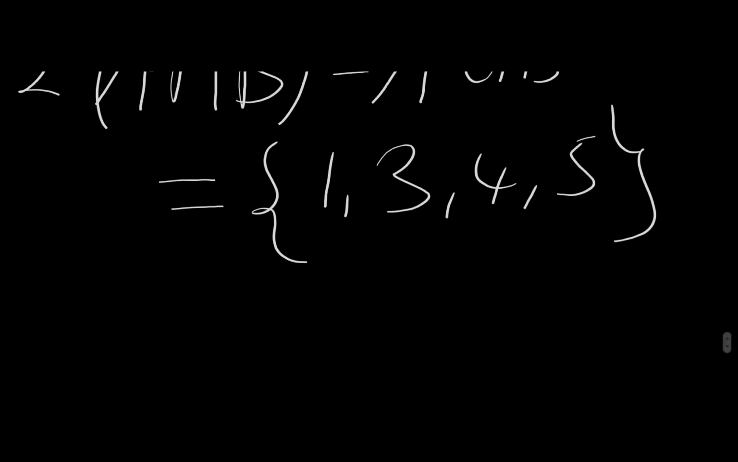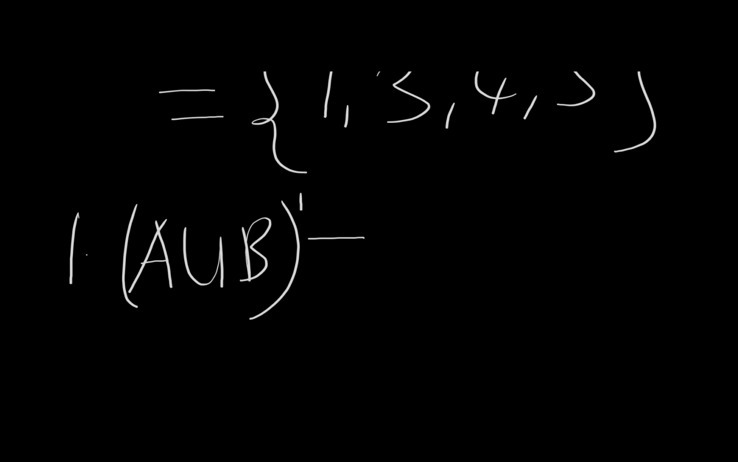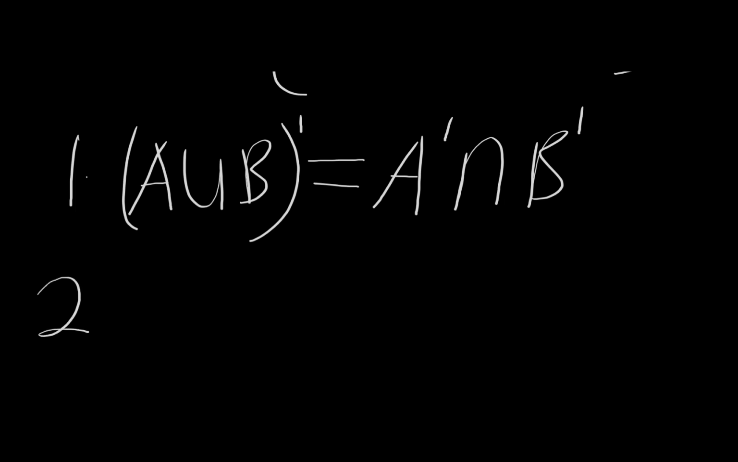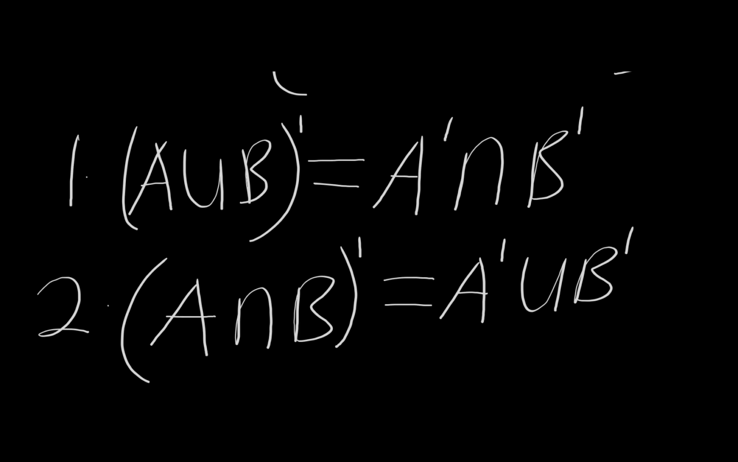So as you can see, we are able to show that 1, (A union B) all prime is equal to A prime intersection B prime. That is the De Morgan's law of union. And we are also able to show that (A intersection B) all prime is equal to A prime union B prime. And that's the De Morgan's law of intersection.